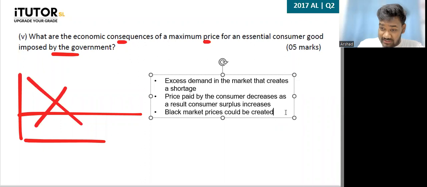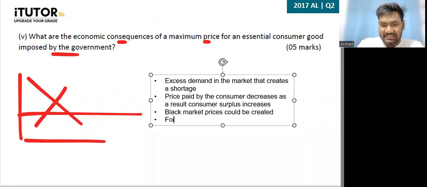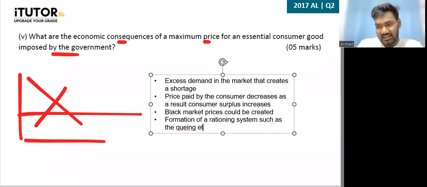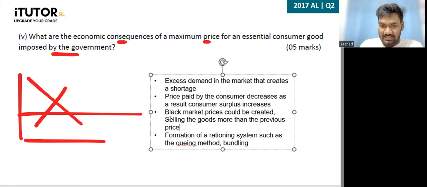Okay, so you can also say yes, formation of a rationing system, such as the queuing method. There could be some sort of rationing system created now because the QD is way higher than the QS. So queuing method, bundling, right? All of that comes into play there. Yes, selling of goods more than the previous price, black market. I'll connect that with this one, selling goods more than the previous.